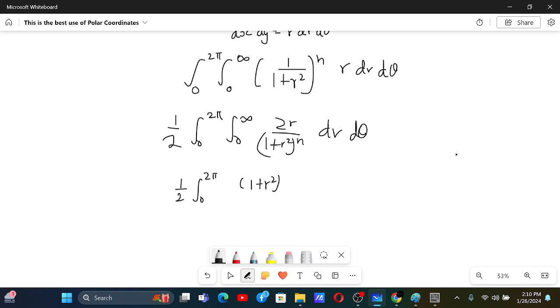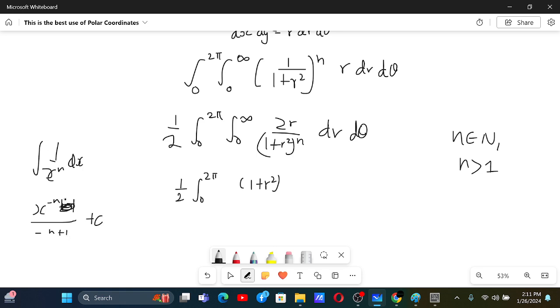And also note that our n over here is a natural number and is greater than 1, yeah. So that's why we will be able to use the formula, yeah. Because if it was 1, we would need to use logarithms, but because n is greater than 1, we don't need to use logarithms. And the other formula for this is x to the power minus n plus 1 by minus n plus 1, plus c. And this plus 1 is basically in the exponent, yeah. Okay, now we'll use that.